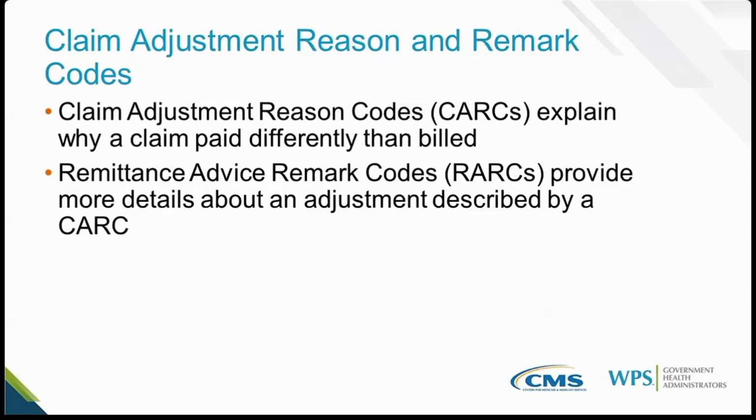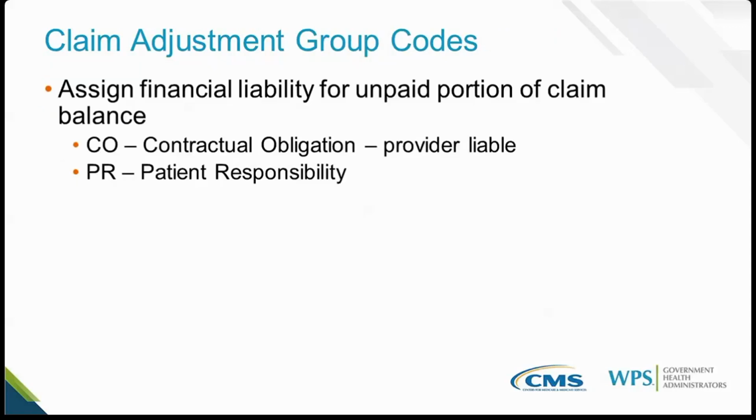There are codes that appear on the remittance advice, and they provide information about the claim. Claim adjustment reason codes, we call them CARCs, explain why a claim paid differently than it was billed. And remittance advice remark codes, we call those RARCs, provide more details about an adjustment that's described by a claim adjustment reason code, a CARC.